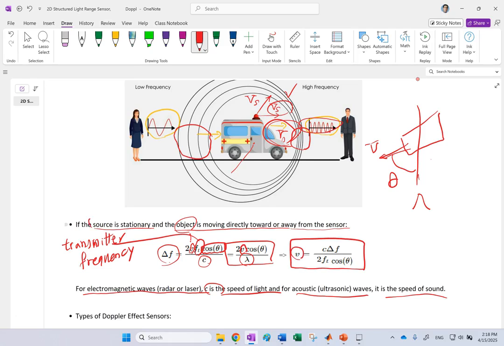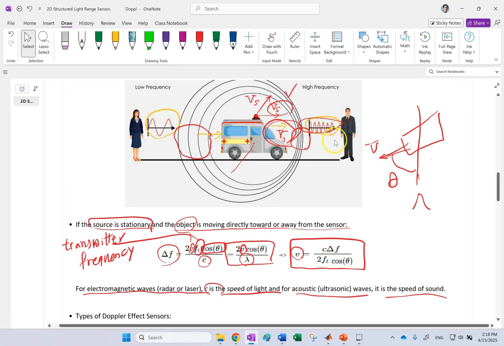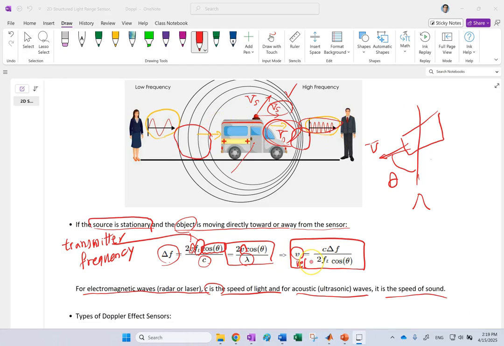Again, assuming that the source is stationary, the object is moving directly away or toward that. Sometimes it's backward: your object is stationary and your source is moving toward that. Again, that is like a relative velocity. The formula applies to both scenarios.